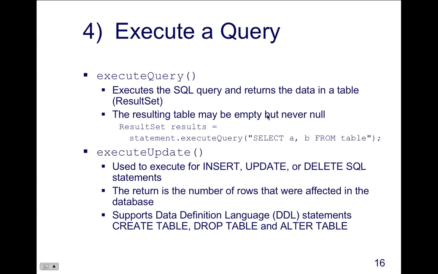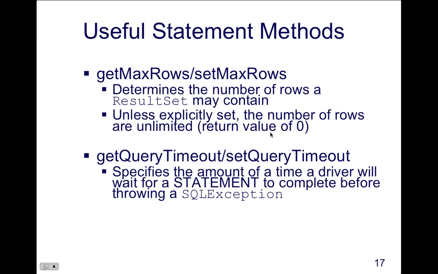The resulting table may be empty, but never null. It never comes back as null, but it could be empty. It's not null because we've actually added something to it, but what did we add to it? Nothing. So it's empty. So the result set is equal to statement.executeQuery, select, and we just put the query in here, select A and B from table. And then we see our corresponding executeUpdate, our other option, where we're going to execute an insert, an update, or delete, and we're going to return the number of rows, so that gets added to an integer, essentially. So it supports the data definition language versus data manipulation language, DMLs versus the DDLs, if you like that terminology.